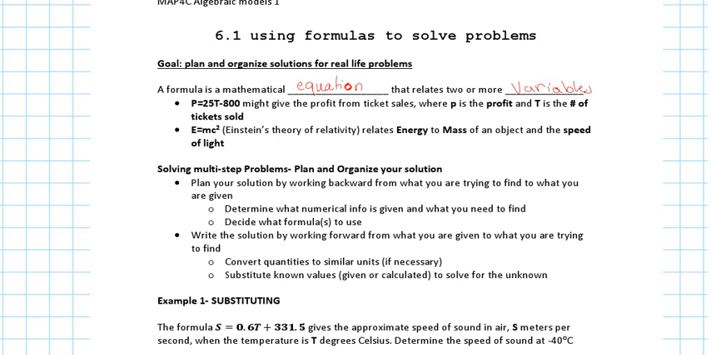Now, so these are examples of some formulas or some equations. When you're solving multi-step problems, you need to plan and organize your solution. So I'm not going to even read this. If you have a problem, what do you want to do? So what would be your first step to solve? So your final step is solving, finding the answer that you're looking for. But what do you want to do?